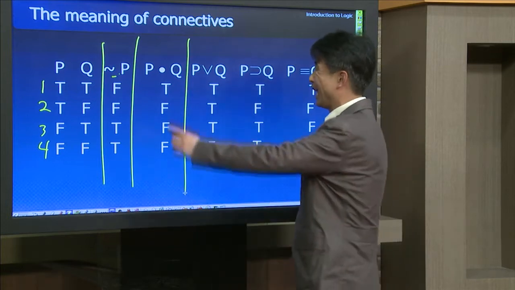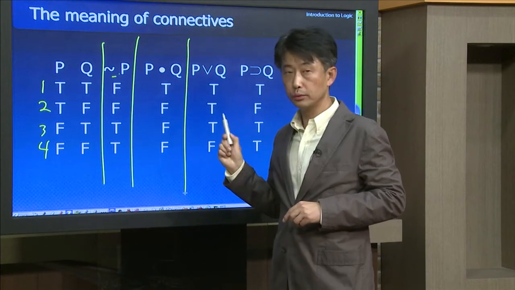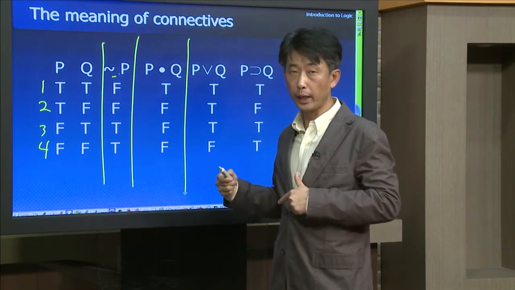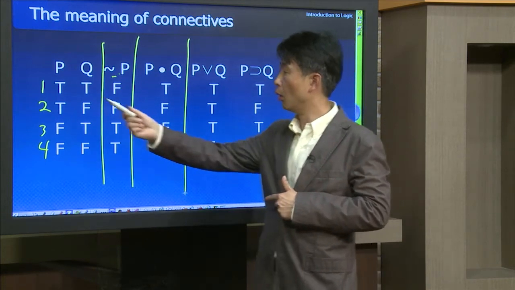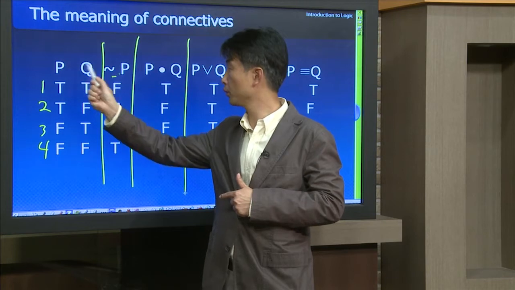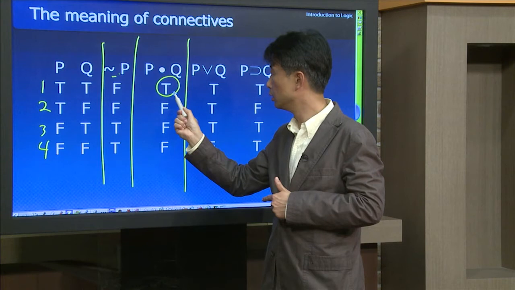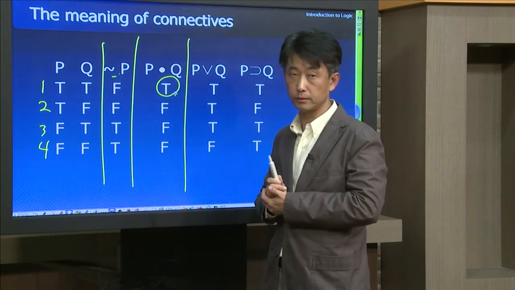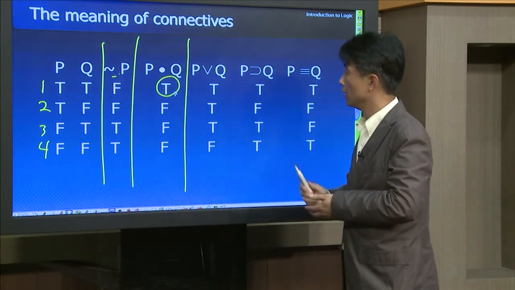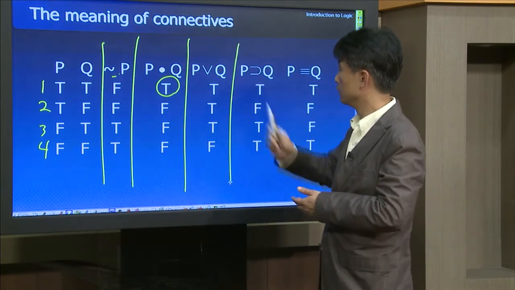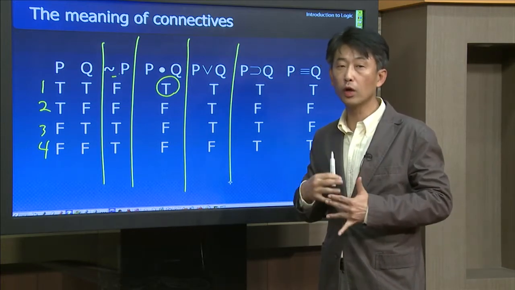What about P and Q? P dot Q is true only when both of them are true. So only in the first case, when both of them are true, P dot Q is true, otherwise false. F, F, F. P or Q is true only when at least one of them is true.